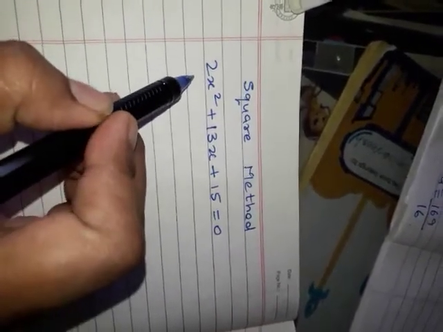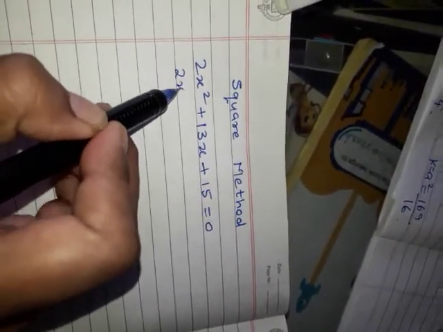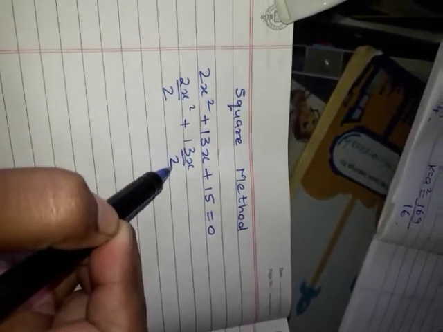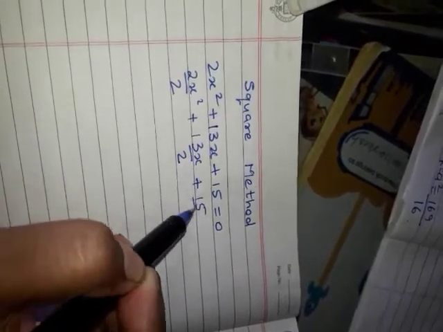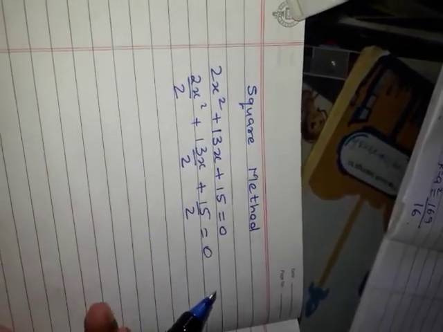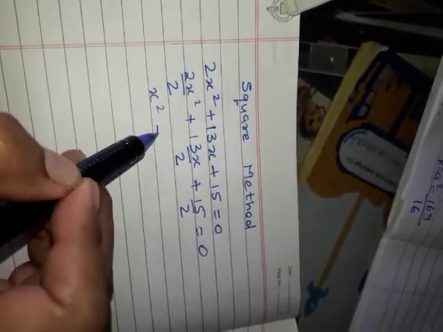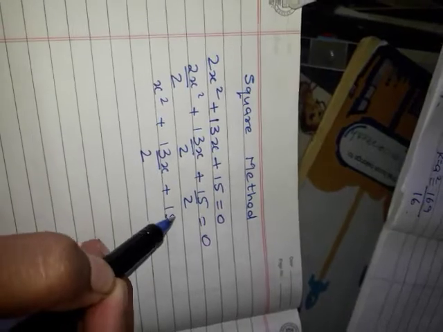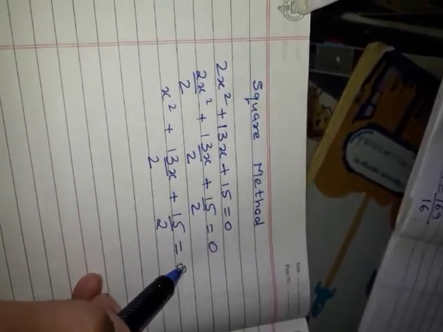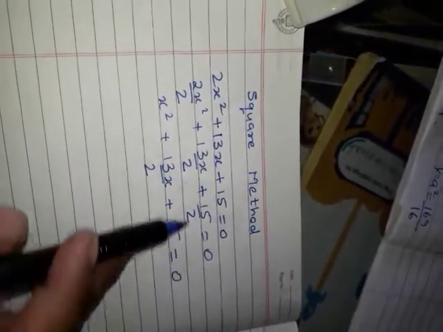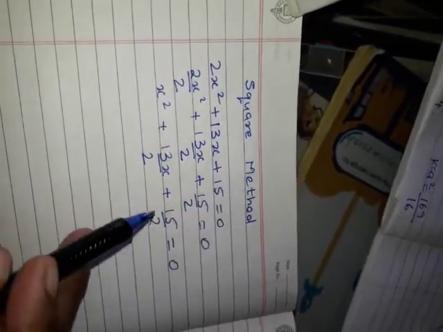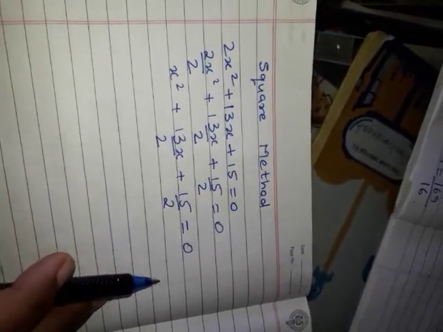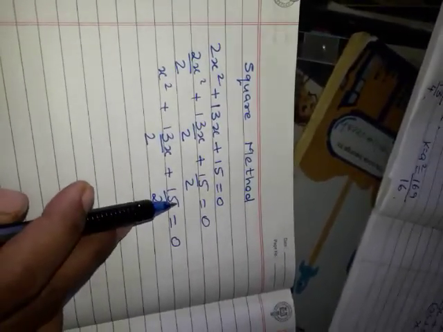So what we do is 2x square divided by 2 plus 13x divided by 2 plus 15 divided by 2 is equal to 0. Now this becomes x square plus 13x upon 2 plus 15 upon 2 is equal to 0. This is the equation which we want for the square method. In the square method, we will equate this equation with x plus a the whole square, ignoring this term.